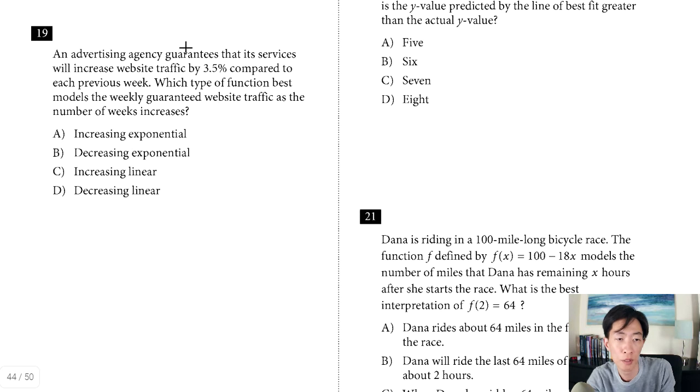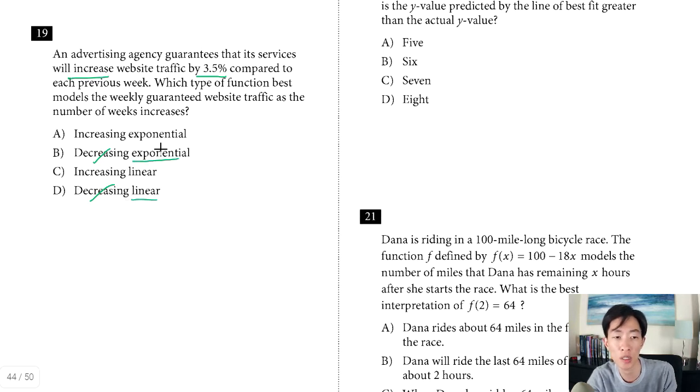Question 19, it says an advertising agency guarantees that its services will increase website traffic by 3.5% compared to each previous week. What type of function best models the weekly guaranteed website traffic as the number of weeks increase? If you glance at the answers, obviously we are increasing, so you can cross off B and D because we're not going to lose traffic. The real question that this problem is asking is: is it exponential or is it linear?